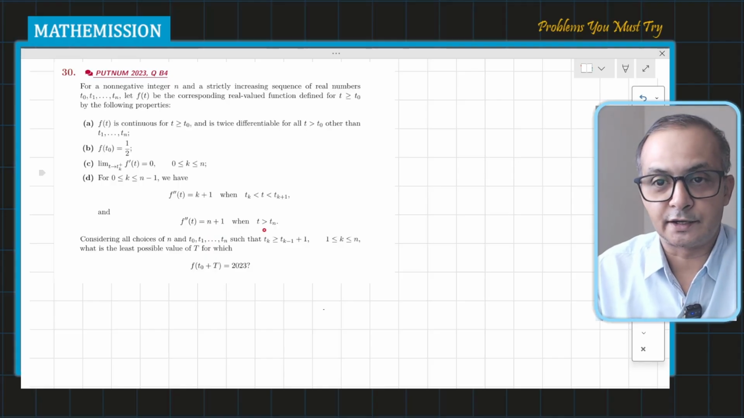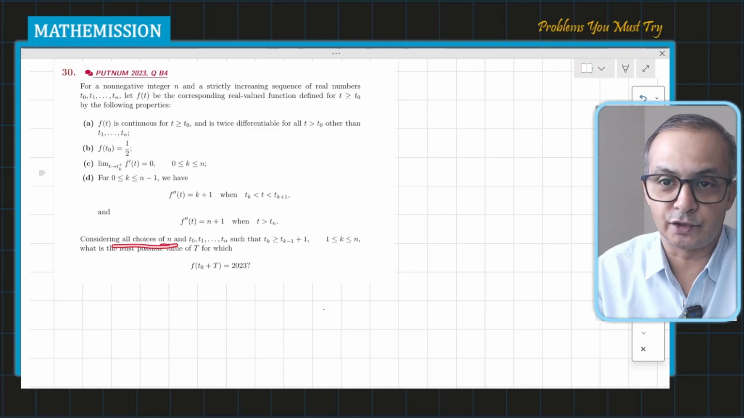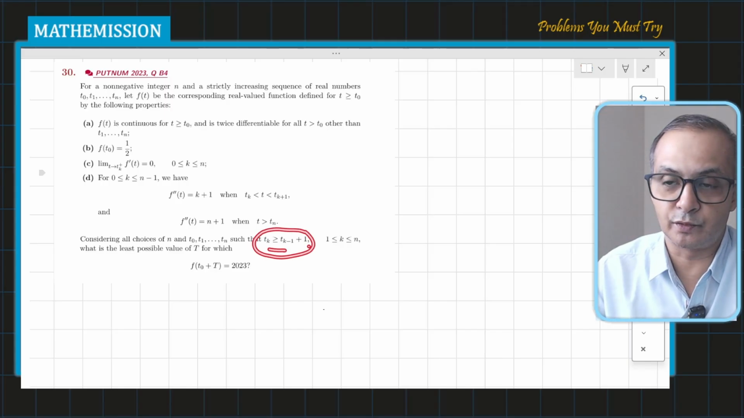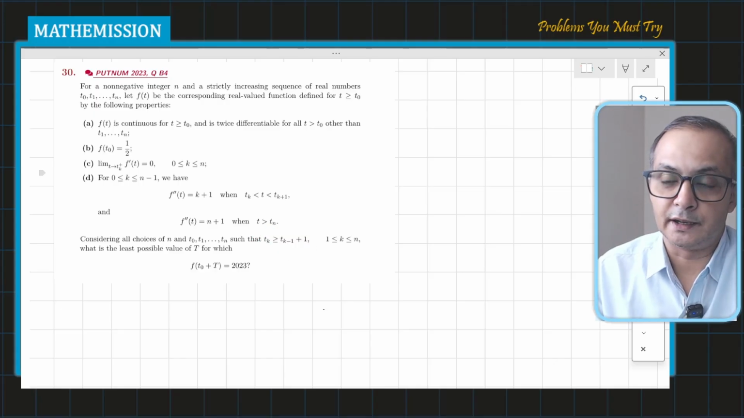So what they're asking is, considering all choices of n, that's also important, and also the t0 till tn such that tk is greater than tk minus 1 plus 1. That is also an important one, that you can notice tk minus tk minus 1 is greater than 1, and it is actually when k lies from 1 to n. What is the least possible value of t0 for which f(t0 plus t) is 2023?